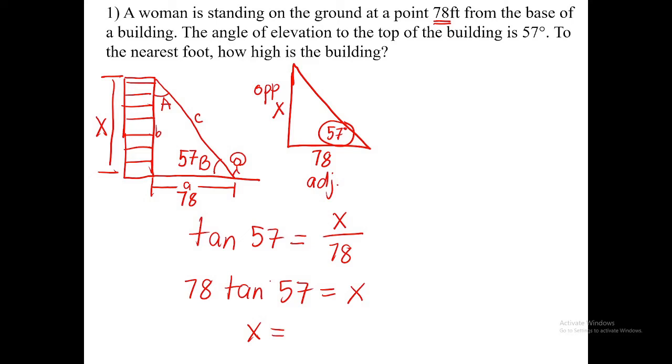Nearest foot, meaning nearest ones place. The answer is a whole number. 120? 121? 120. How much exactly? What did the calculator give you? 120.1. Longer still. 120.109467. Is this the one that came out in your calculator?